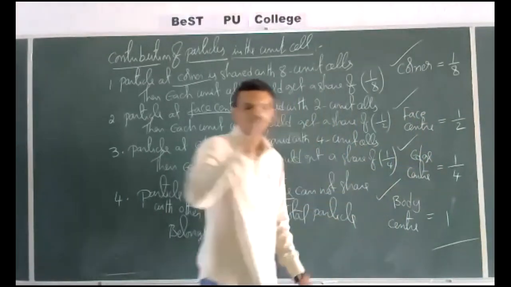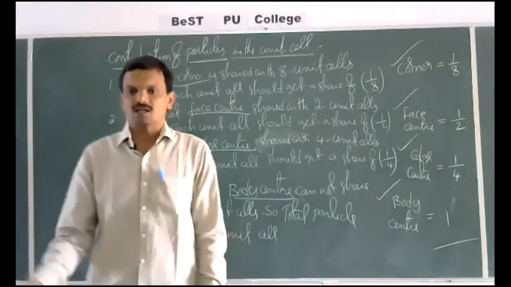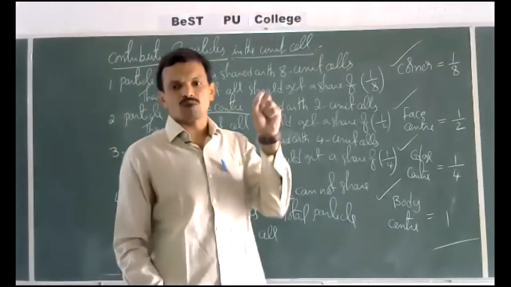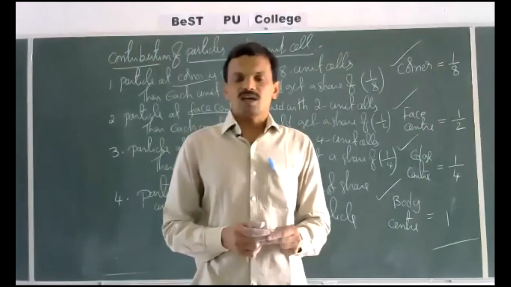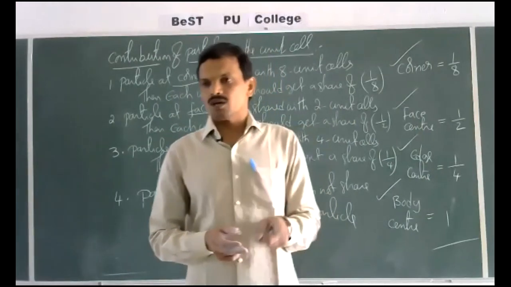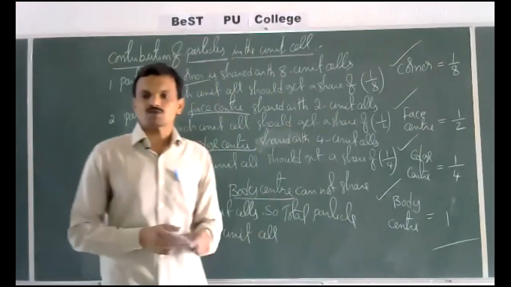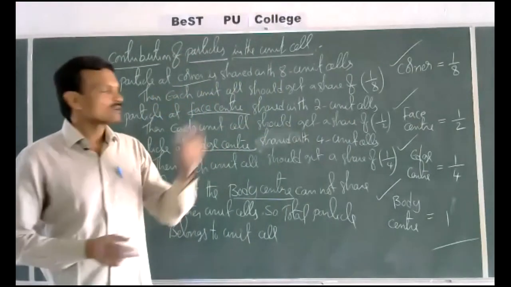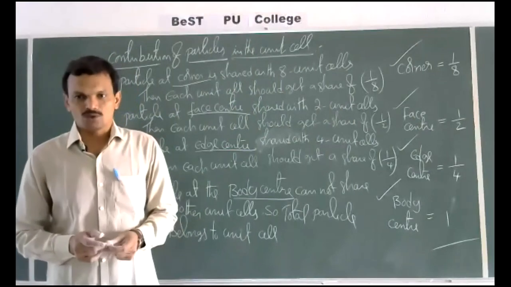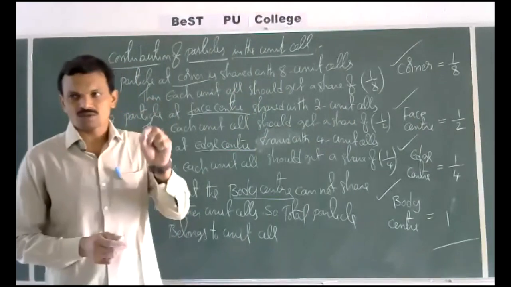Then based on this, we can calculate the number of particles present in the unit cell. See once again. Corner contribution 1 by 8. Face center contribution 1 by 2. Edge center contribution 1 by 4. Body center contribution 1. So based on this, we'll calculate the number of particles present in the unit cell, which is a very important question for 2 marks.